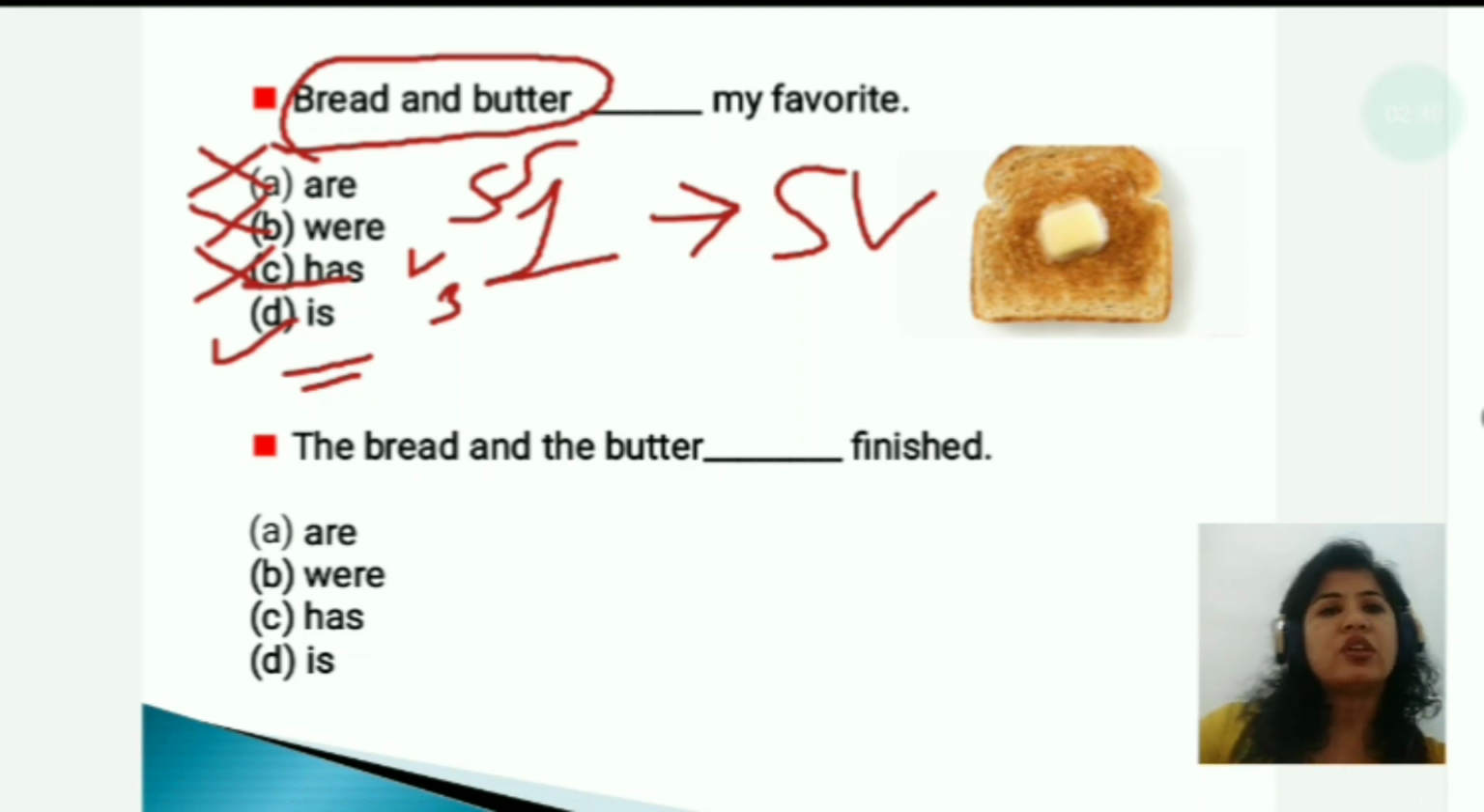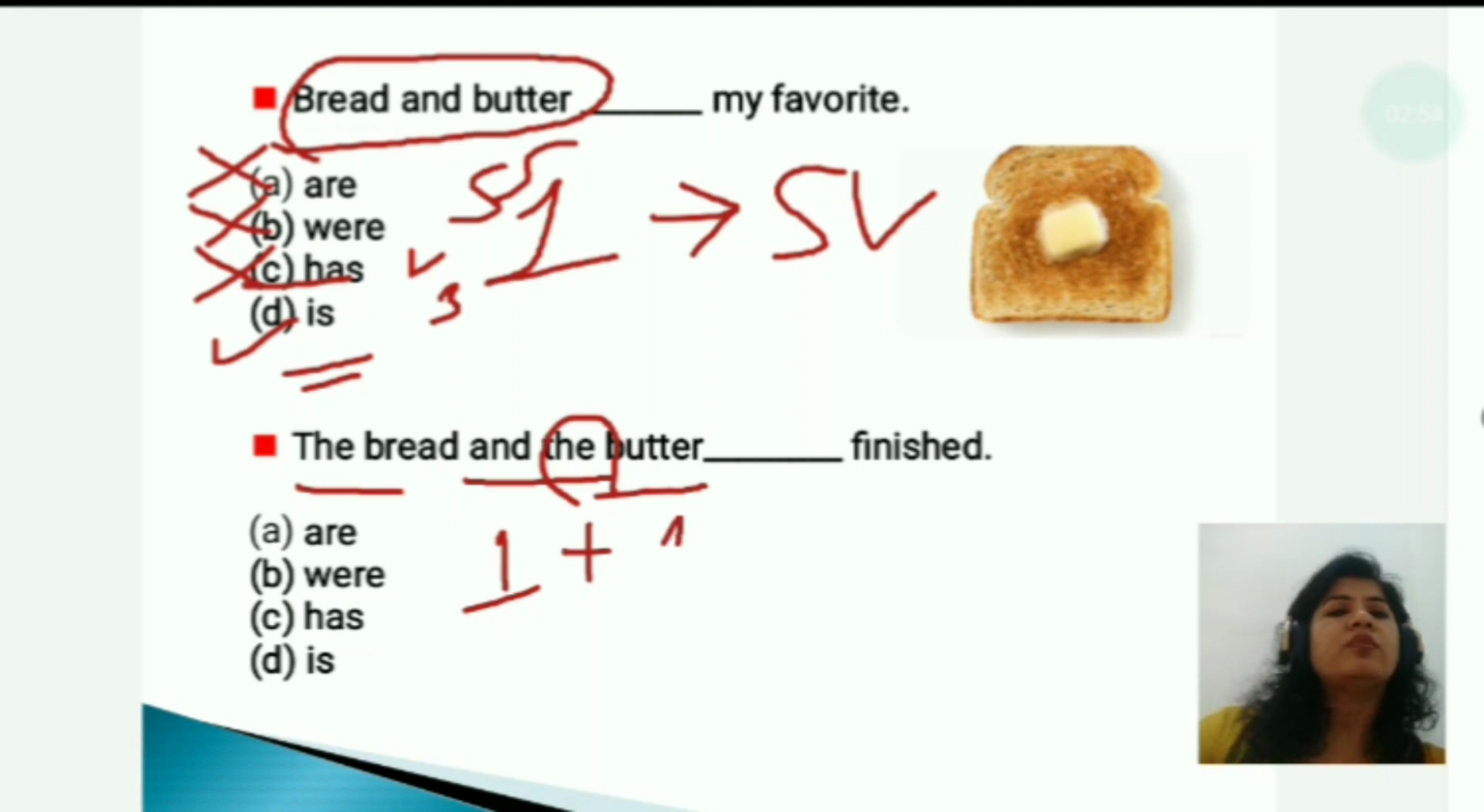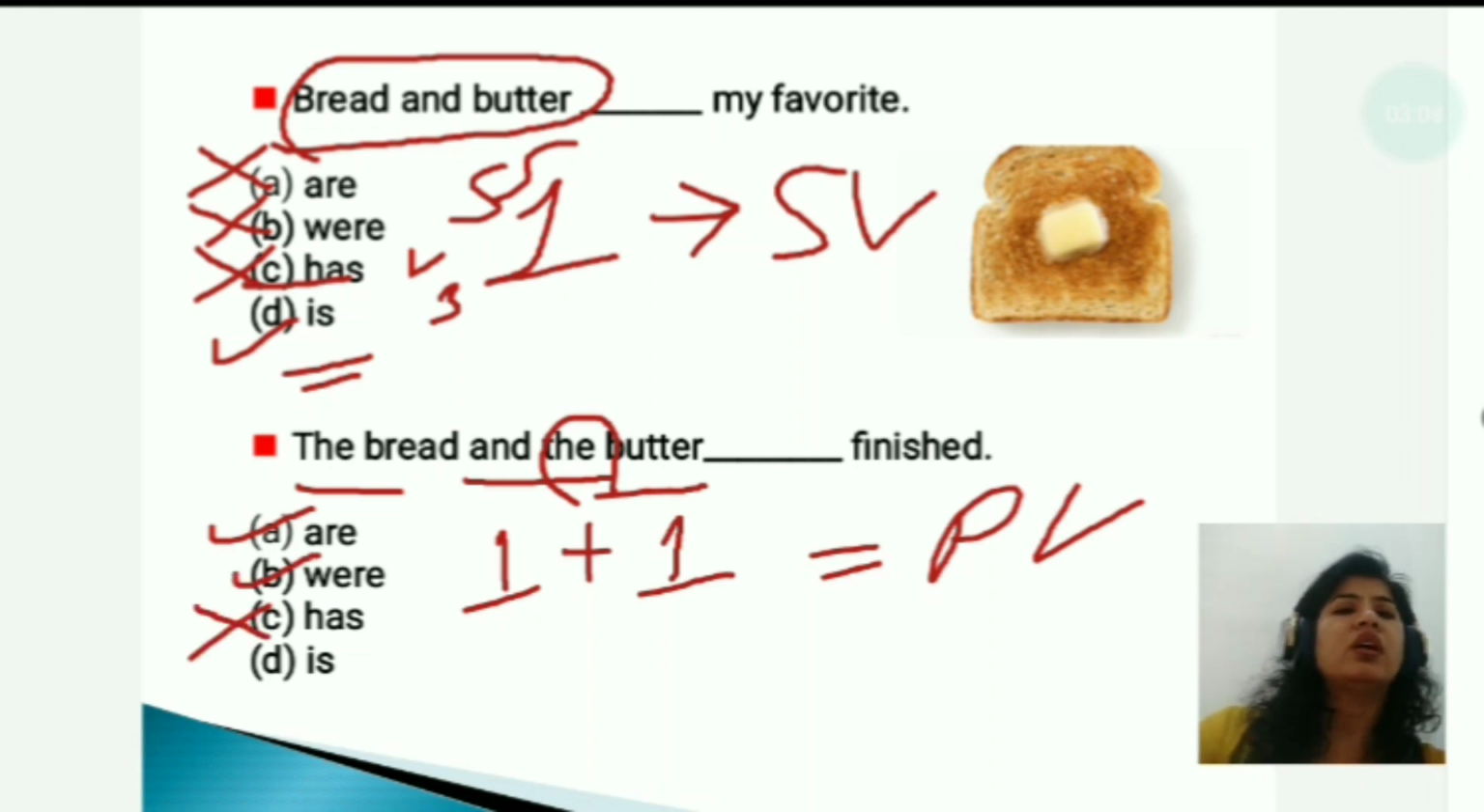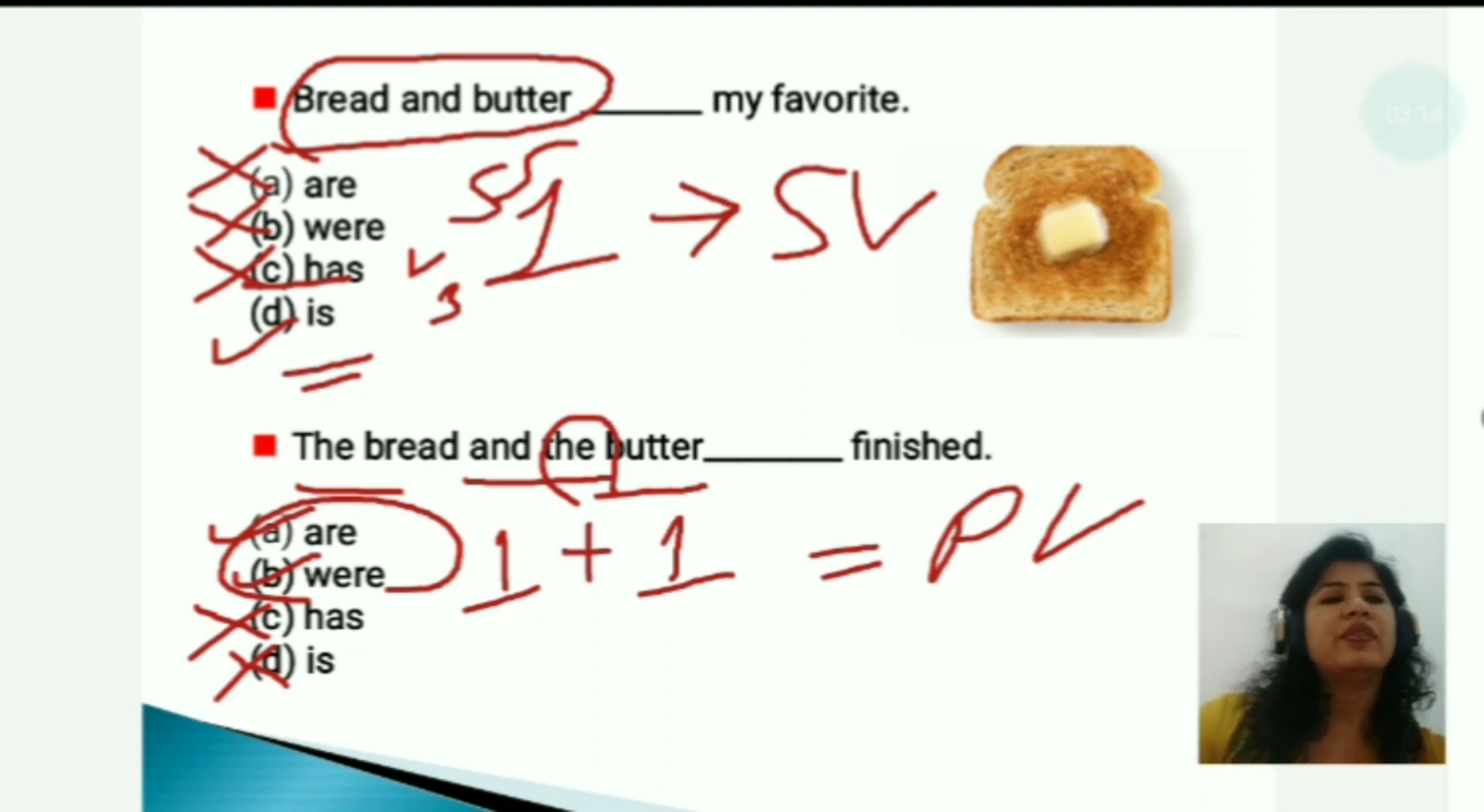The next MCQ is the bread and the butter. Here you can see the article after and. That makes them two different objects. The bread is a different object, the butter is a different object. So we need a plural verb. Let's look at it. Are, yes, are is plural. Were, yes, were is plural. Has, no, it's singular. Is is also singular. So these two can be correct. The bread and the butter are finished, or the bread and the butter were finished. Right?